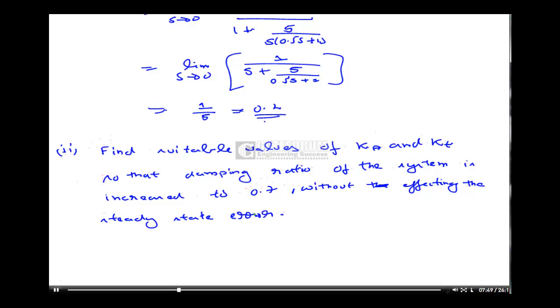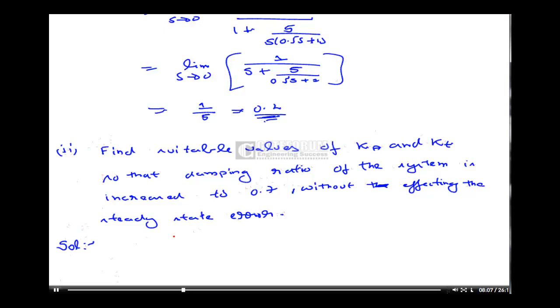The steady state error which was found in part one, which is 0.2, is the same, and damping ratio is 0.7 and the derivative path has come. So now we have to find the values of Ka and Kt. Solution.